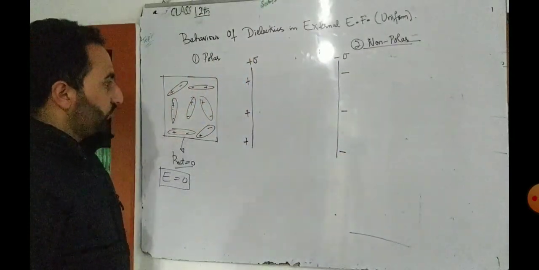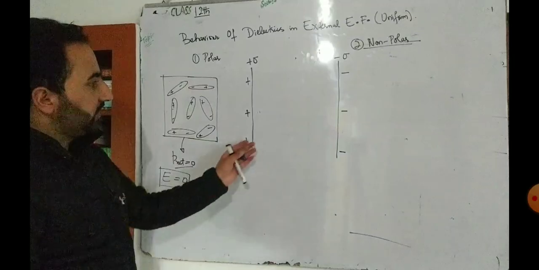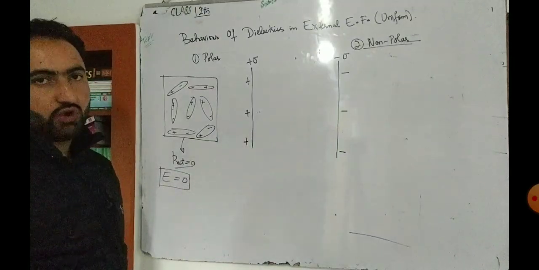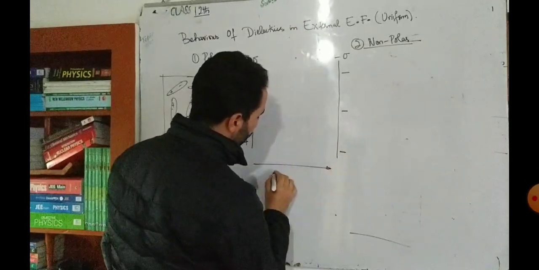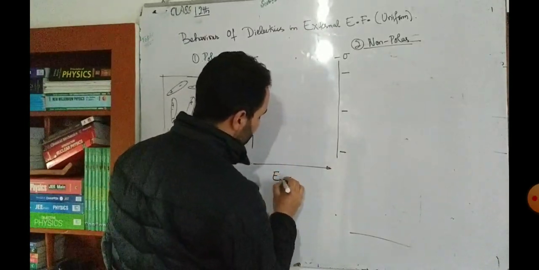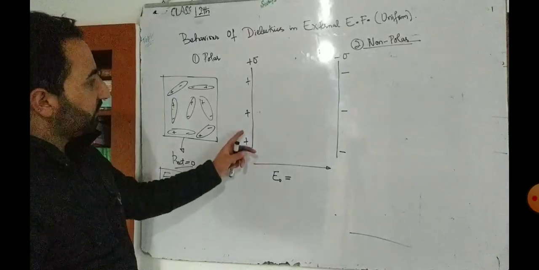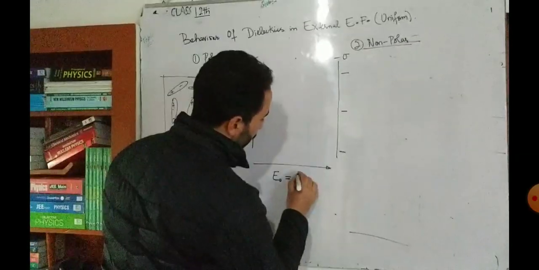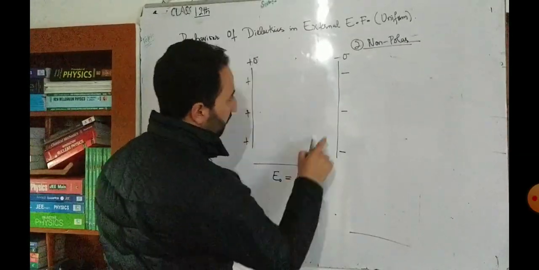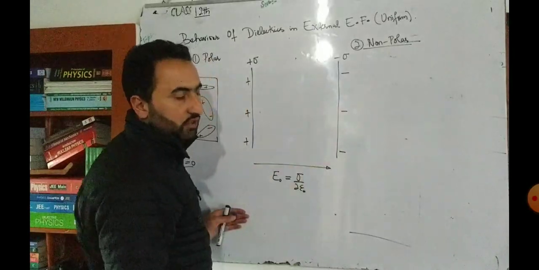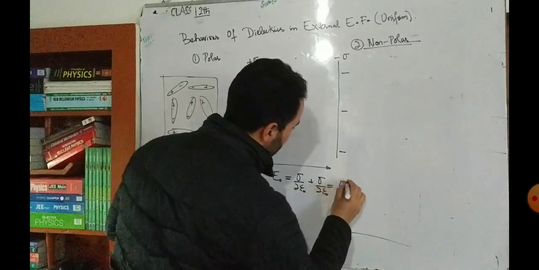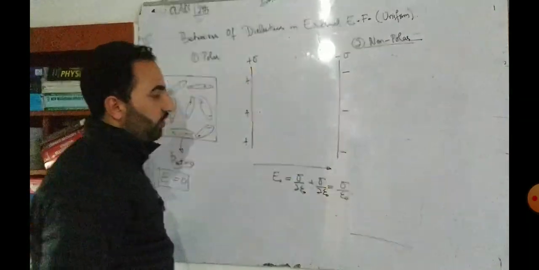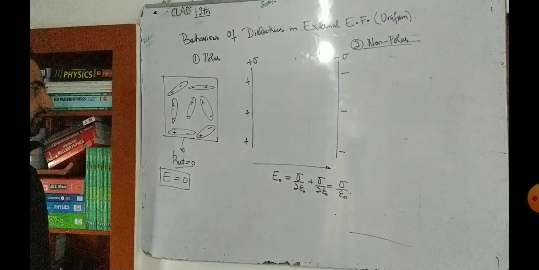Obviously there will be a uniform electric field between the two plates. It will be in this direction, a uniform electric field denoted by E naught, the external electric field. Because of this plate, it is equal to sigma by 2 epsilon 0, and because of this plate, it is in the same direction, sigma by 2 epsilon 0. So plus, the net electric field is simply equal to sigma by epsilon 0, directed from positive to negative.